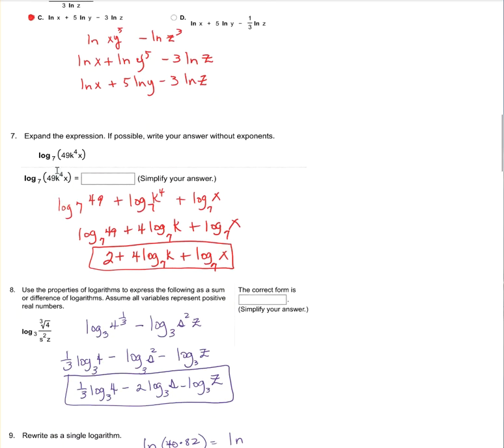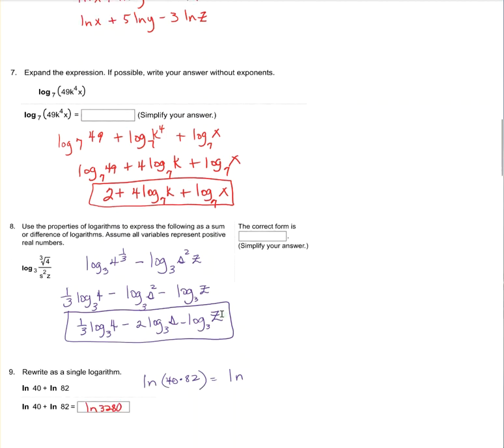Expand this. Log base 7 of 49 k to the 4th x. That's a product. So we'll just separate that into addition. Log base 7 of 49 plus log base 7 of k to the 4th plus log base 7 of x. There's nothing you can do with that one. The 4 can go to the front there. 7 to some power, does it equal 49? Yes, that would be a 2. So that would be your final answer.